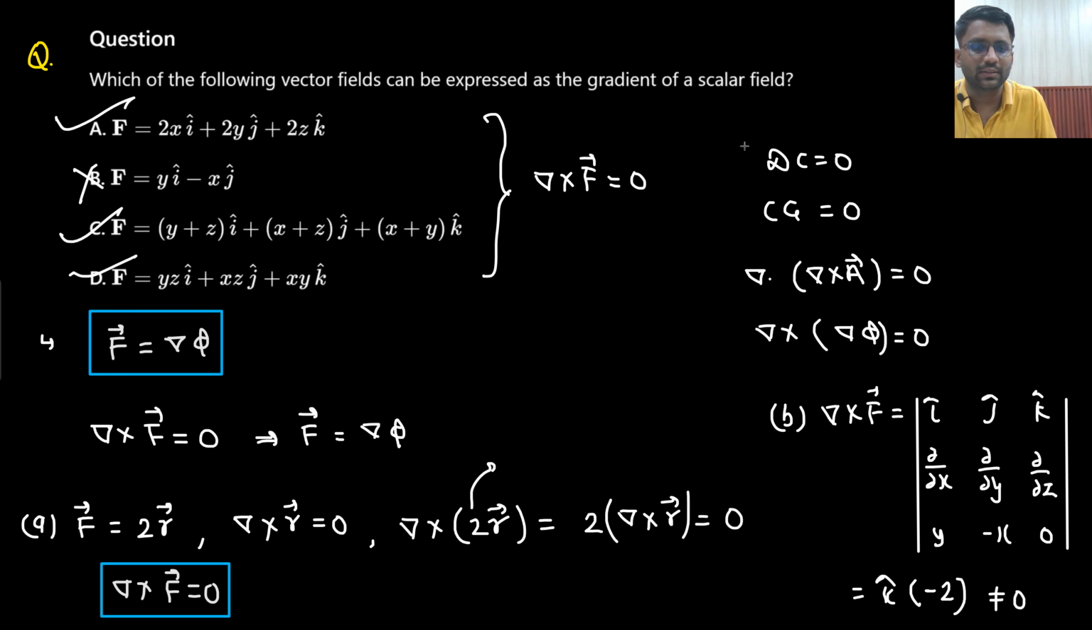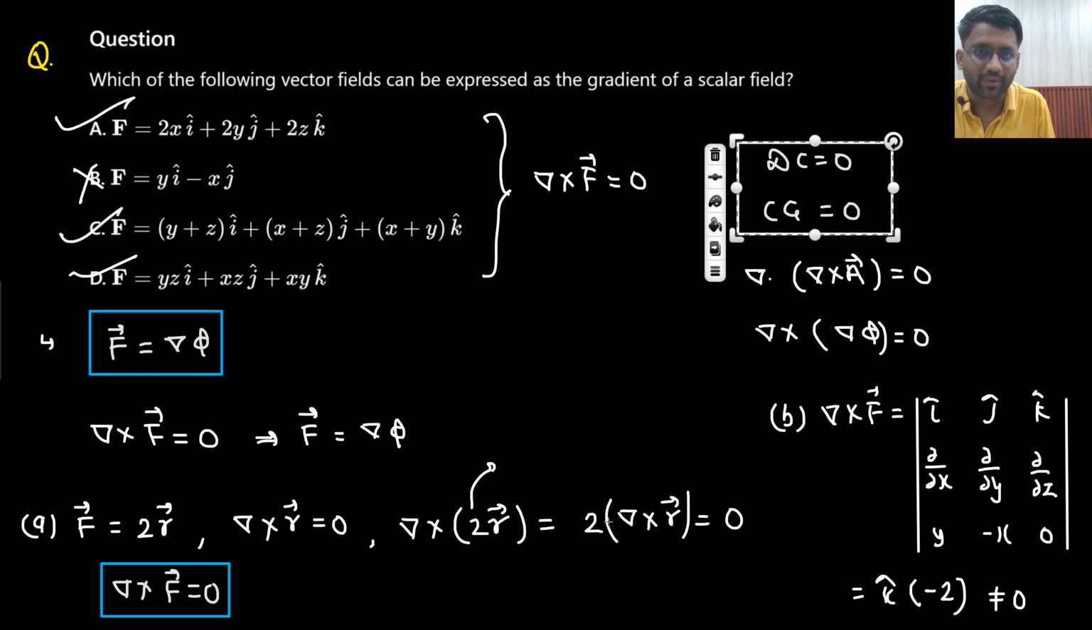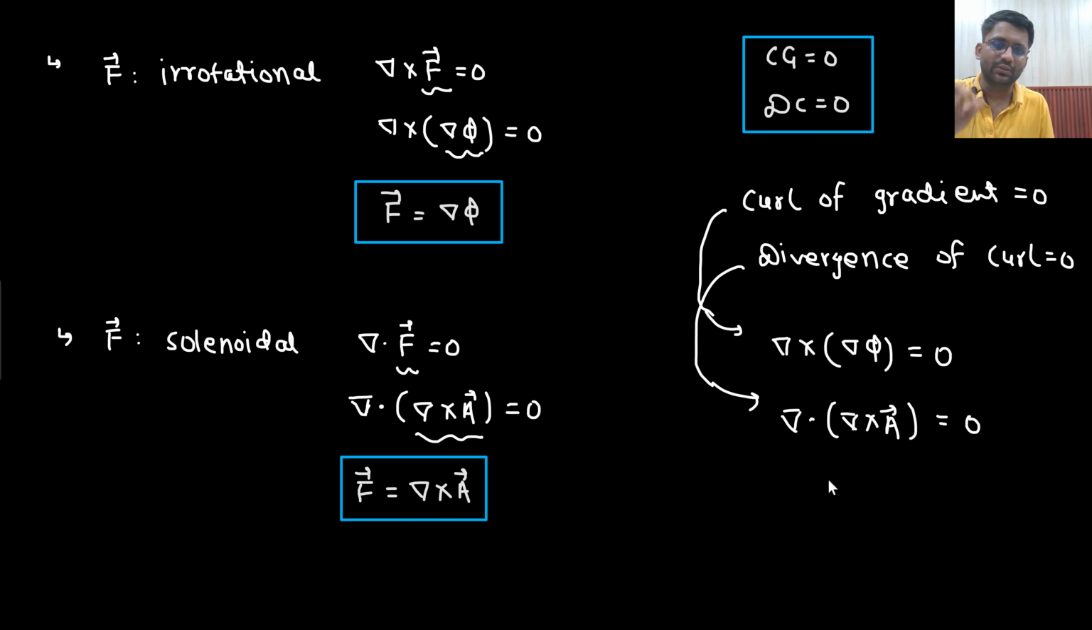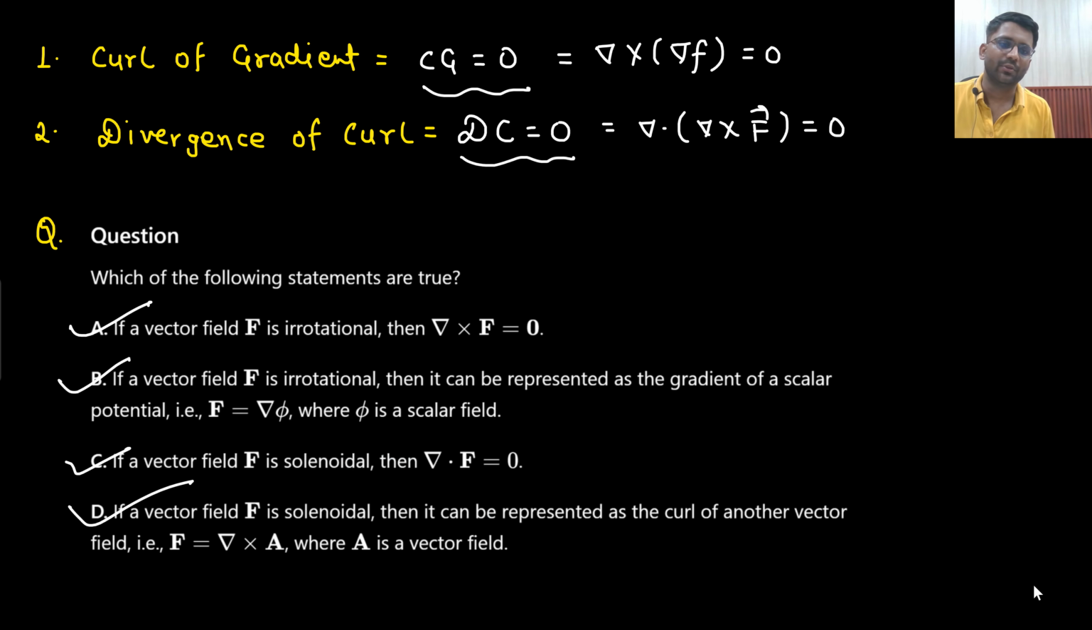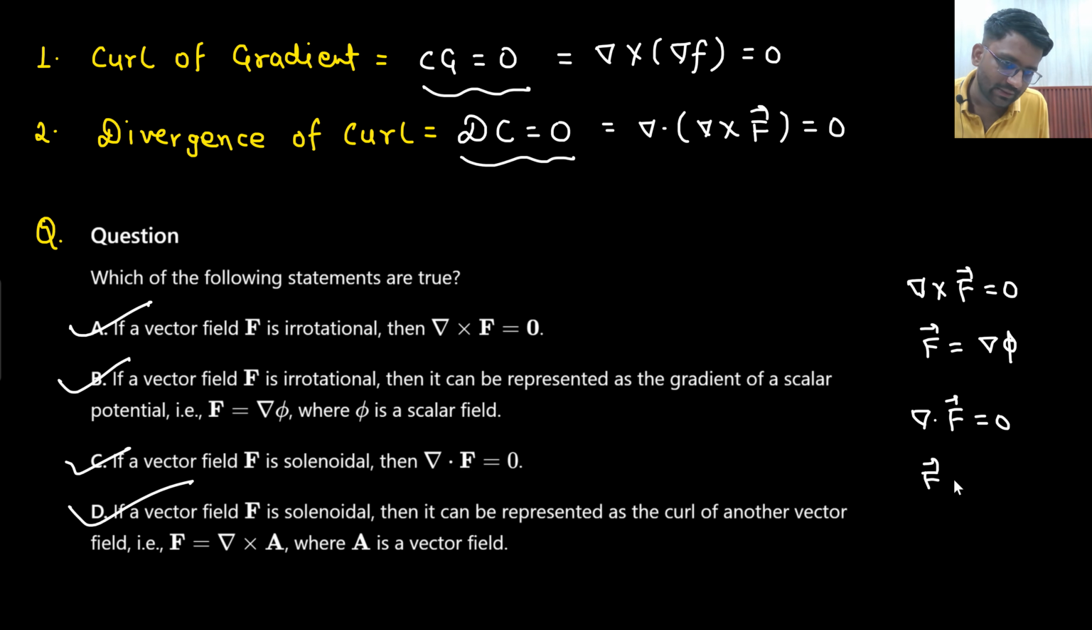and for sure these kind of questions would be coming from null identities. Two null identities we are having: div curl equals 0, curl grad equals 0. With that, everything you will be able to solve. So always remember, if curl is 0, if you try to remember, in the longer run you would be able to remember it. If curl is 0, then F could be replaced as del phi. And if divergence is 0, then F could be replaced as del cross A.